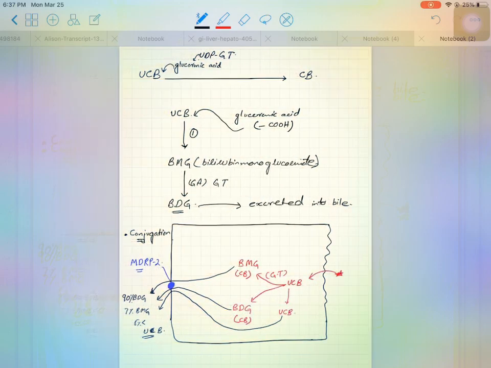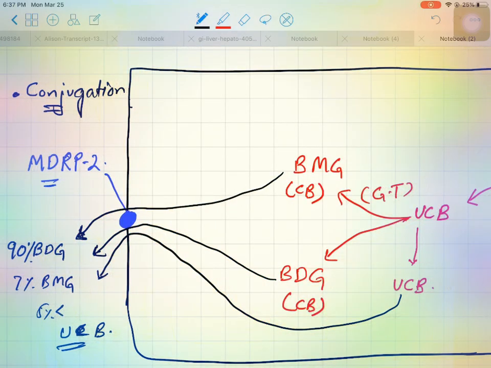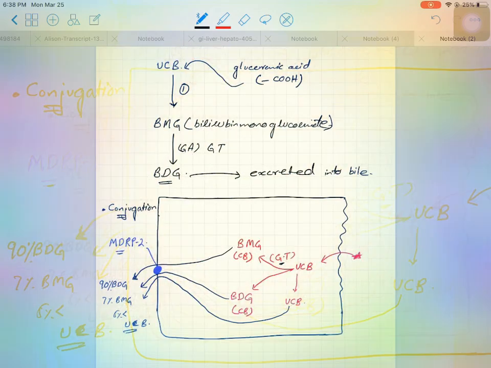A disease related to the multidrug resistance protein we will discuss later, in which mutation occurs in the MRP2 protein, and also mutation occurs in glucuronyl transferase, which leads to intrahepatic jaundice and obstructive jaundice. So we will discuss these types of disorders later on.